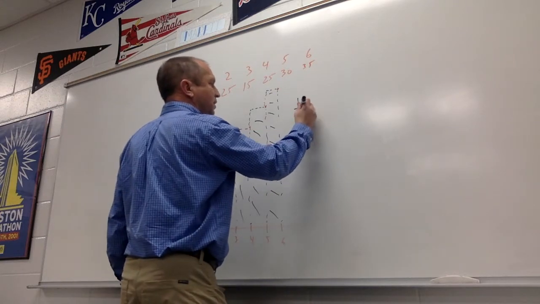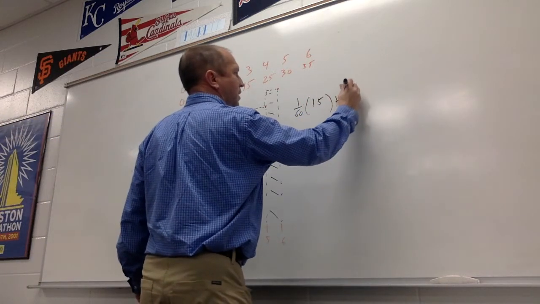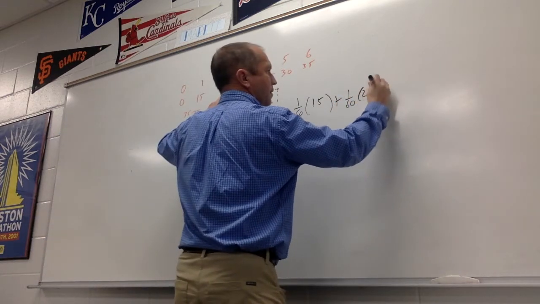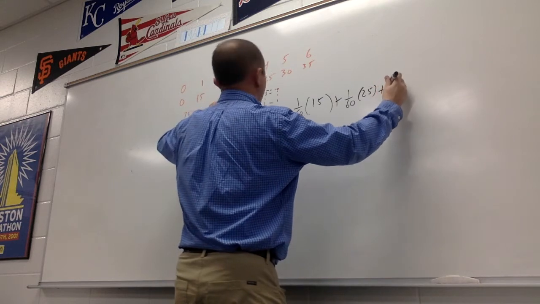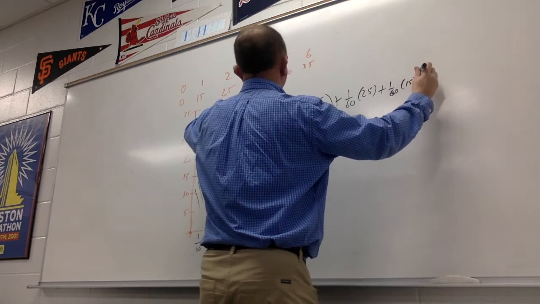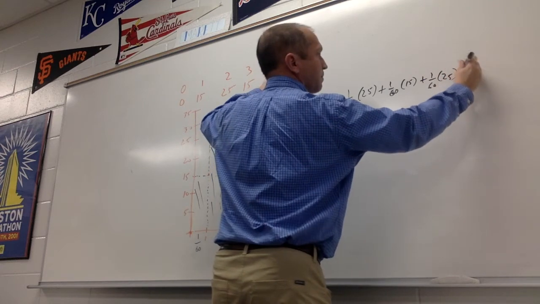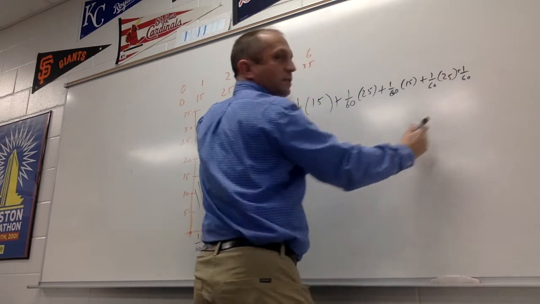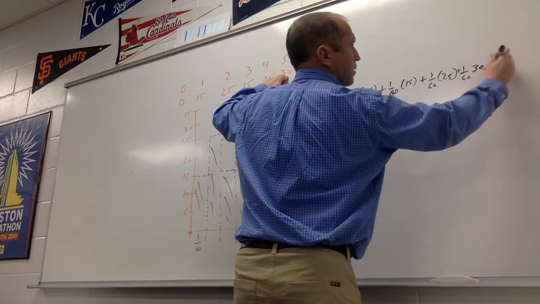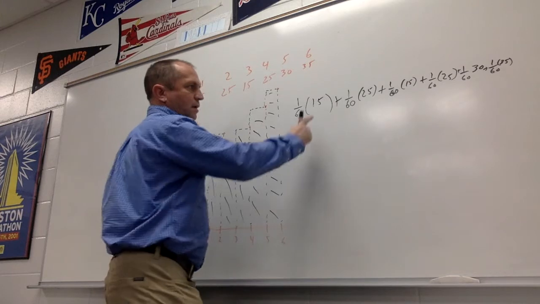So I've got 1/60th times the first function value, which comes up here and it's at 15. And then we have 1/60th times the second one, which comes up to 25. And the third one at 15. The fourth one, 25. The fifth one, plus 30. And then the sixth one at 35.